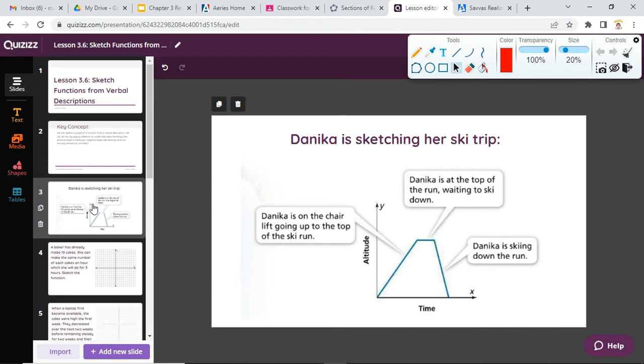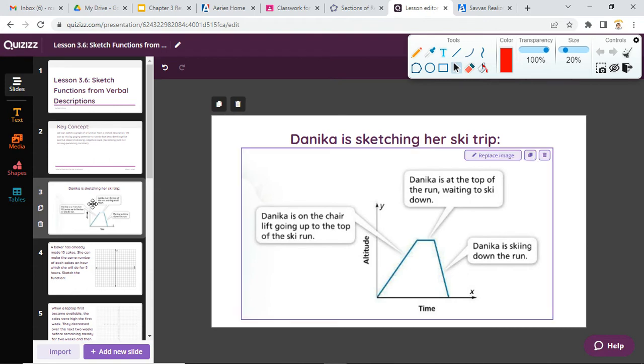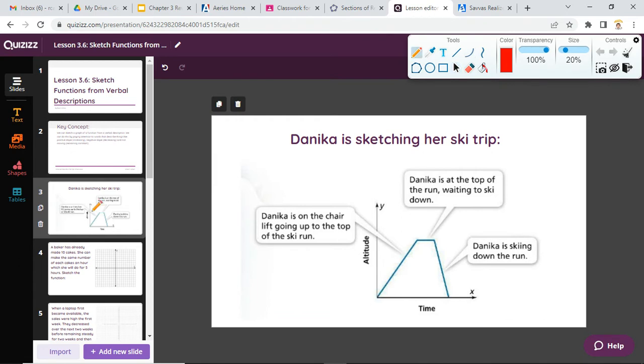Danica is sketching her ski trip. She starts on the chairlift going up to the top of the ski run. Since she's going up, do you think my slope should be increasing or decreasing? Hopefully you guys are thinking increasing, right? Which is why Danica drew a line going up there.